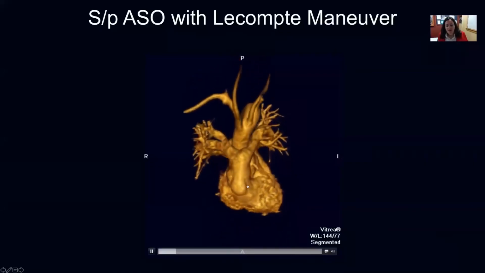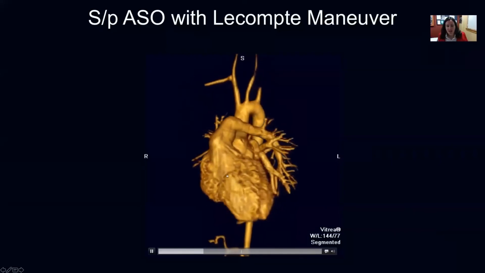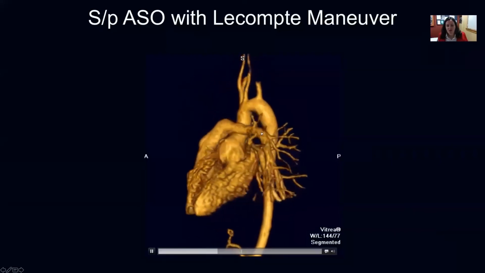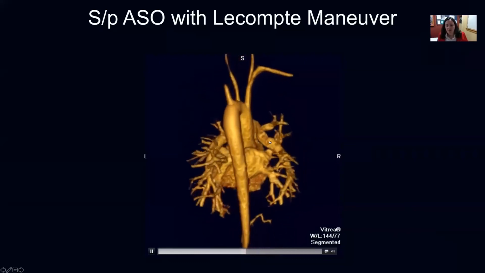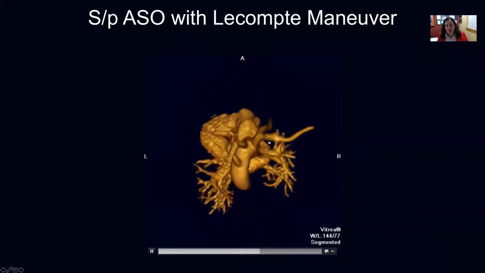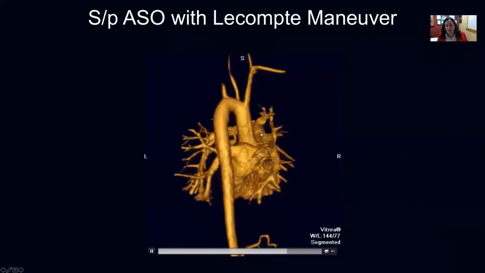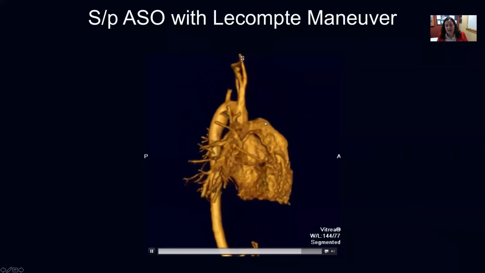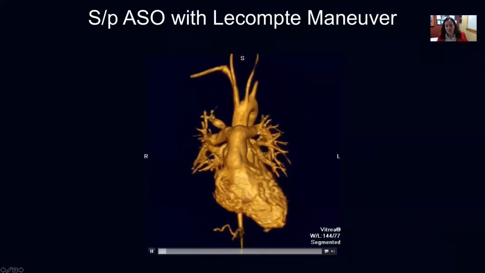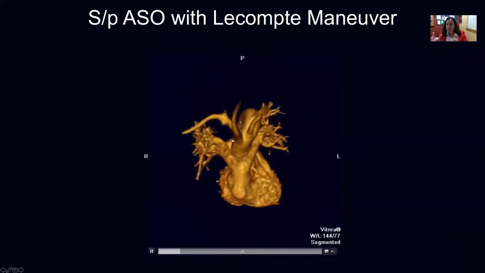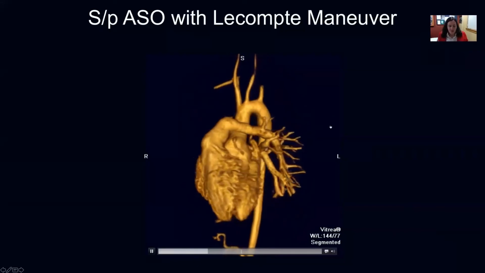Just a couple cardiac MRI pictures. Here is a reformatted gadolinium-enhanced angiogram showing you a patient who's undergone an arterial switch. This is the Lecomte maneuver, which the surgeon has taken the pulmonary arteries and brought them anteriorly to that aorta. You can see here, as this swings around, why you might get some proximal pulmonary artery narrowing as those PAs have really been stretched around that ascending aorta.